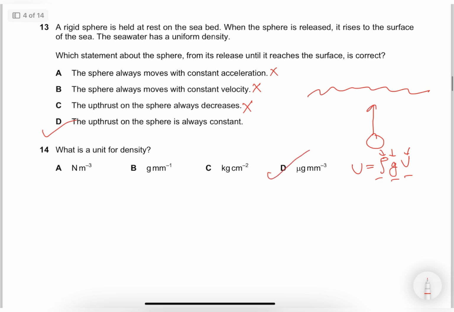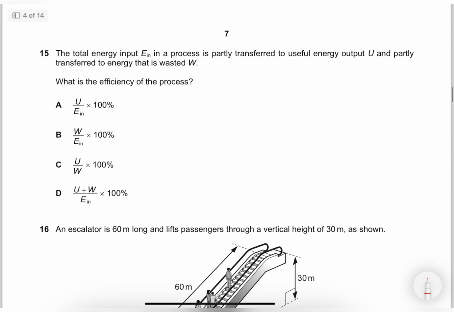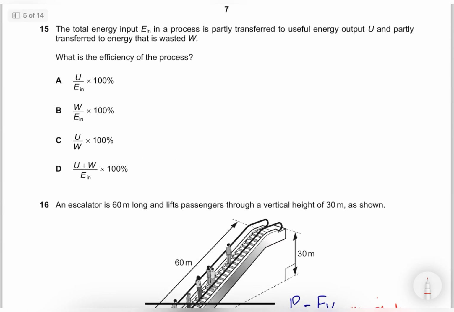Unit for density, very simple. Density is mass upon volume. You can clearly see that this is the only option with volume and mass, and you got this one also correct, learners. Total energy input is already given to us. Listen, for efficiency we use useful upon input times 100. So this one is the correct answer.